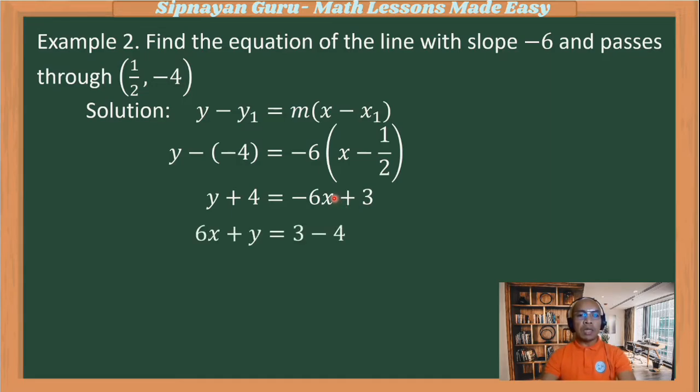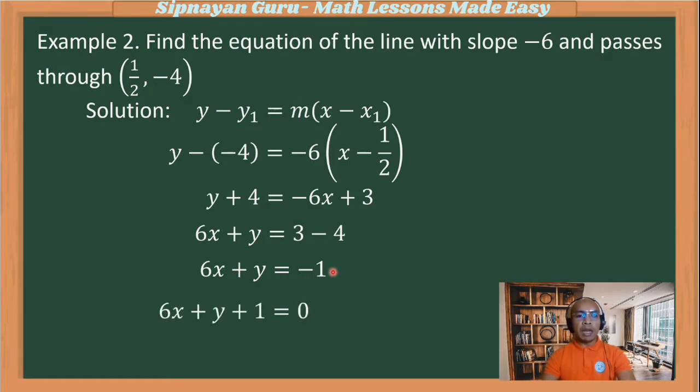Rewrite this one into standard form. Transpose negative 6x to the left, so that would be positive 6x. Just copy positive y is equal to, just copy positive 3, transpose positive 4 to the left, so that would be negative 4. Further simplification, copy 6x, copy y, 3 minus 4, so that would be negative 1.